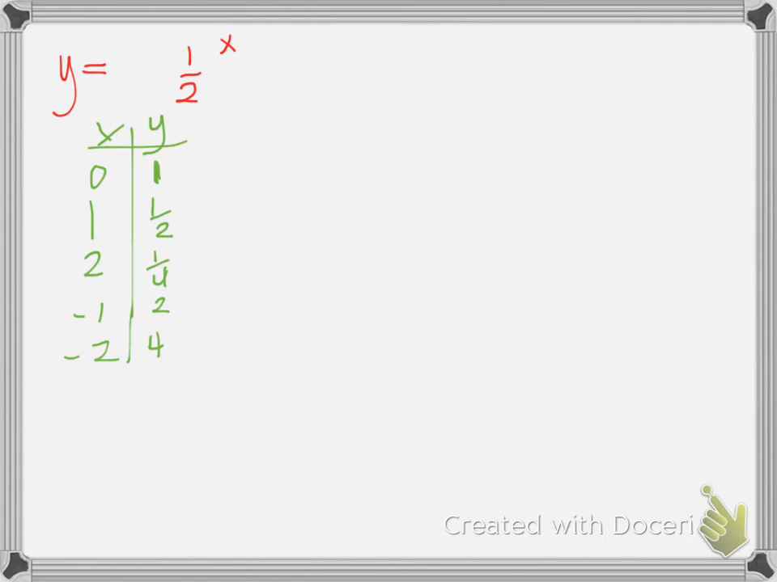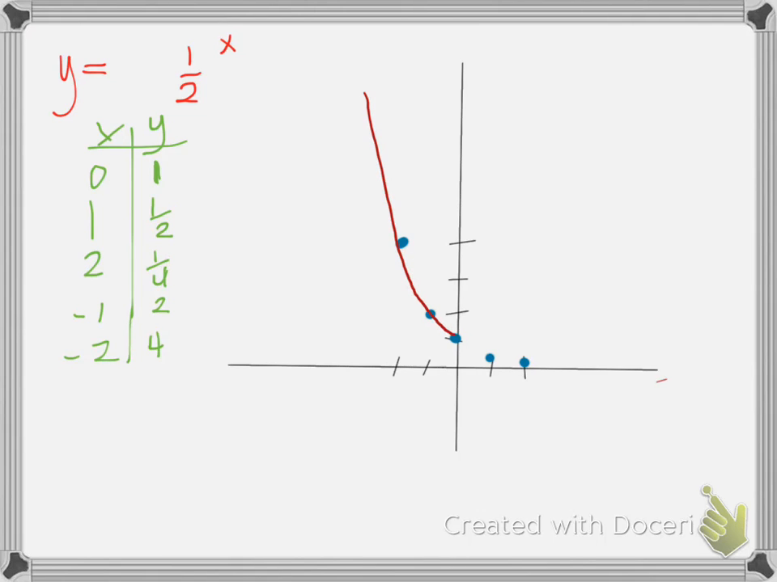If you need help with your power rules, you probably need to check out a different video. So here's my y-axis, here's my x-axis. 1, 2, 3, 4, -1, -2, 1, 2. So we have (0, 1). We have (1, 1/2), (2, 1/4), (-1, 2), (-2, 4). And if you look at that, it's going to be exactly the opposite shape. So it's going to get infinitely close down here. It's going to get close to infinity over here. And that's a quick look at exponentials.